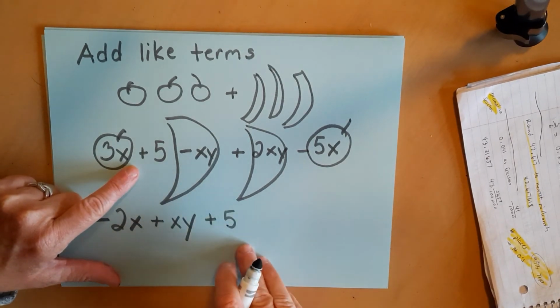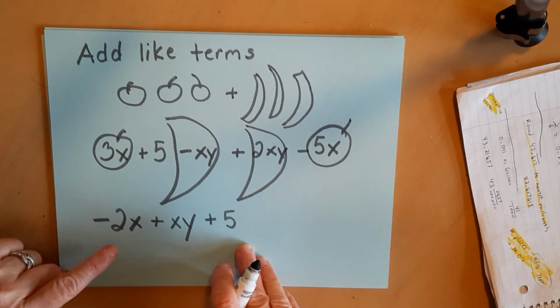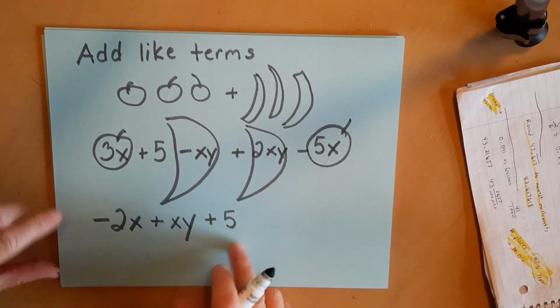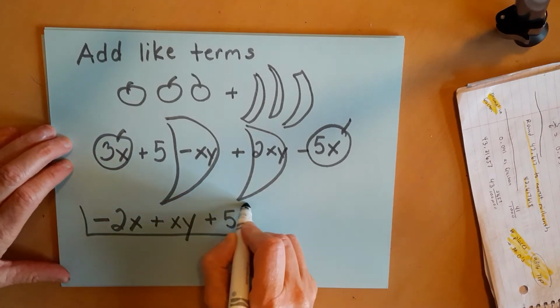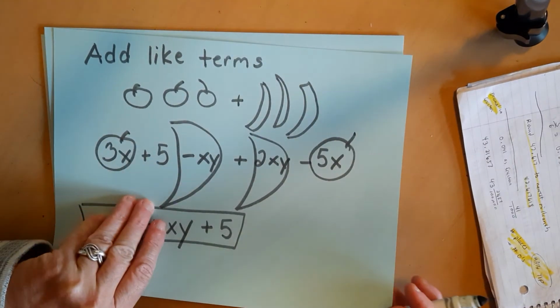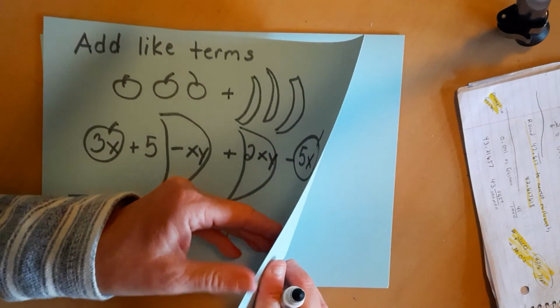So when adding like terms in this problem, you end up getting negative 2x plus xy plus 5, and this would be your answer. So you can only add things that are like. So we're going to practice another one.